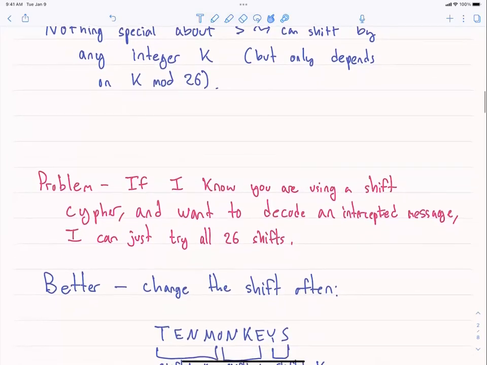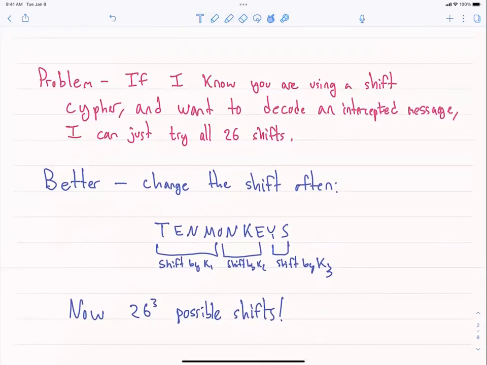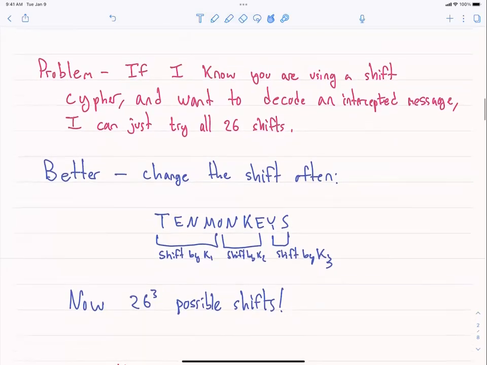So one way you can handle this is you can just change the shift very often. Say I wanted to send the message "10 monkeys" to my friend, in response to his message of "zebra." I could take the first 4 letters and shift those by one number K1, then the next 4 letters and shift those by K2, and then I have 2 letters left, and I'll shift those by a third different shift. So I pick 3 different shifts: K1, K2, K3.